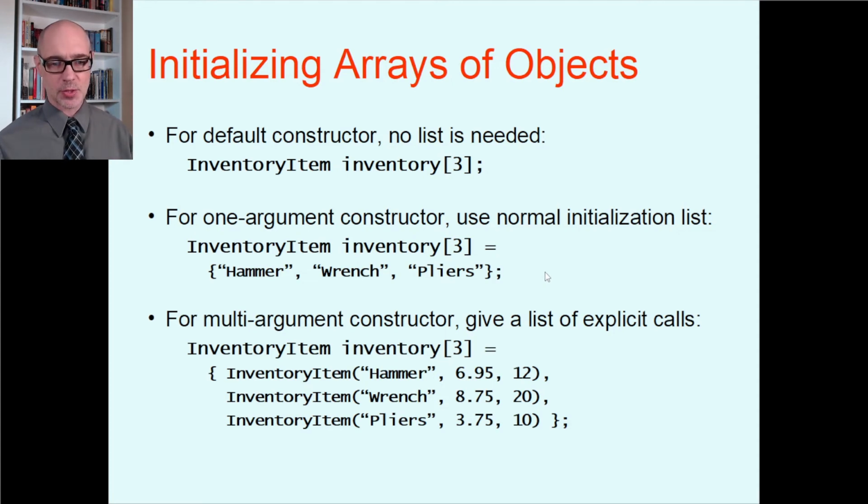So 3 different options depending on whether you want to call the default constructor, which usually does nothing, or a one-argument constructor, or anything other than that. You have to do the one that's on the bottom. So take a look at that.